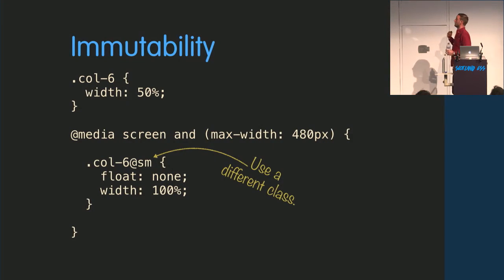Utility classes use what I call responsive suffixes, right? So we don't have one class anymore. We've got two separate classes. We've got col6 and col6 at small. We've got two inputs, two outputs. Don't worry about the mechanics of what's going on here. I'll share a link to this article after the talk. But the point I'm making is we're using two separate classes. We no longer have mutations. We're not mutating col6. We're inventing a brand new class to handle that change.